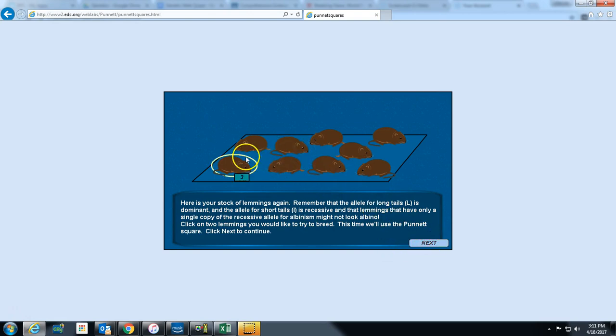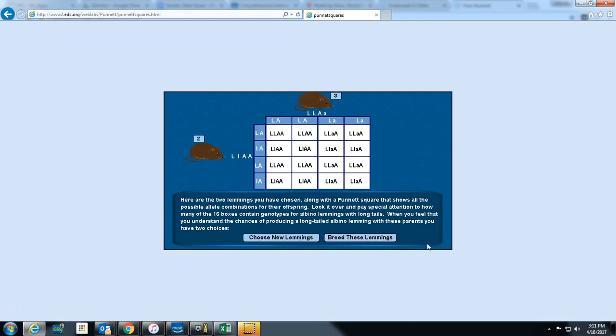Let's try this long tail guy and this long tail guy. Ooh, goodness. All right, let's see how it looks. So he's heterozygous for long tail, meaning he carries an allele for long tail and one for short tail, but the long tail's going to be dominant. So this guy, lemming number 3, he's got both dominant alleles. So that means every single one of these offspring, even though some of them have the short tail allele from this parent, they're all going to have long tails.